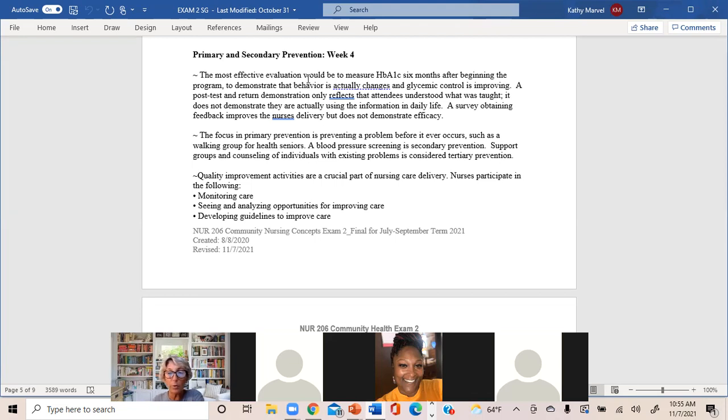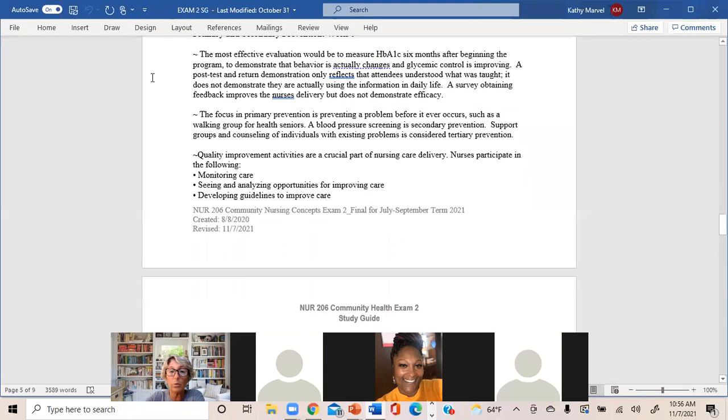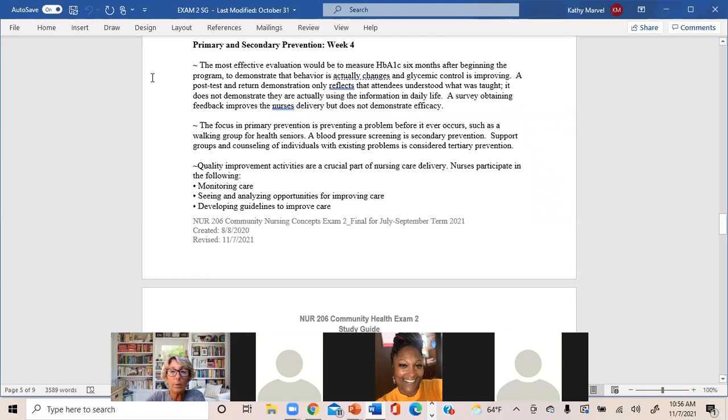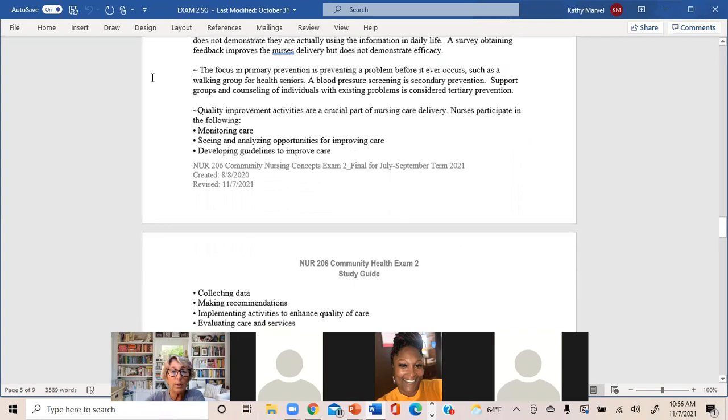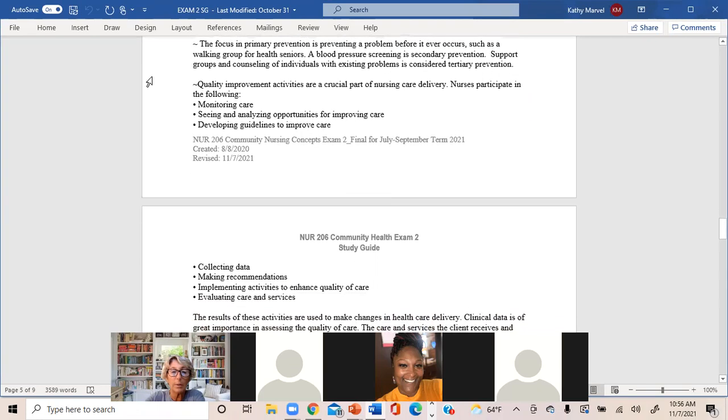Okay, blood pressure screening we know would be secondary. And then support groups and counseling of individuals with existing problems is considered tertiary. All right, so again, a few more examples of primary, secondary, and tertiary. You have to be able to apply your interventions to different concepts and different topics.